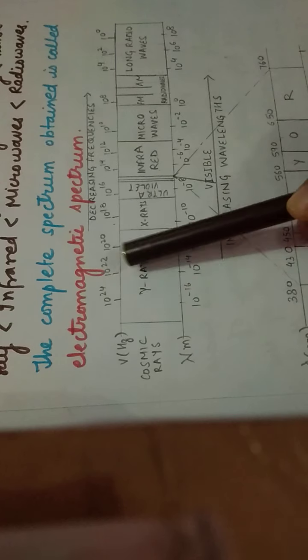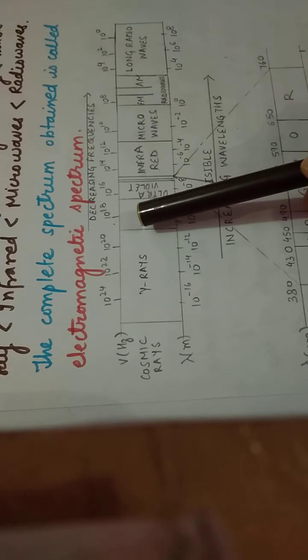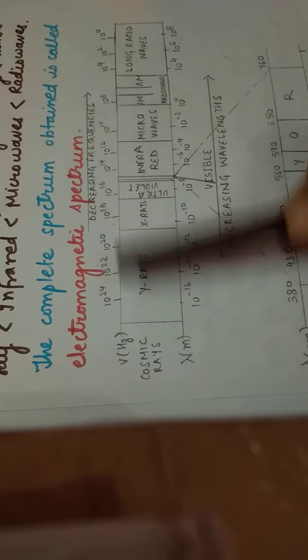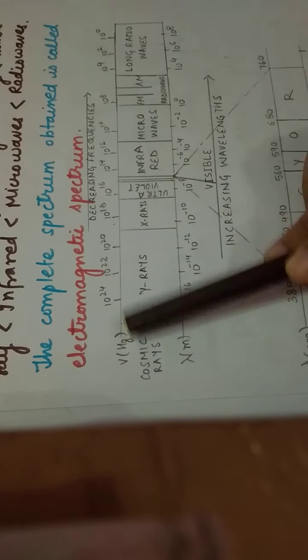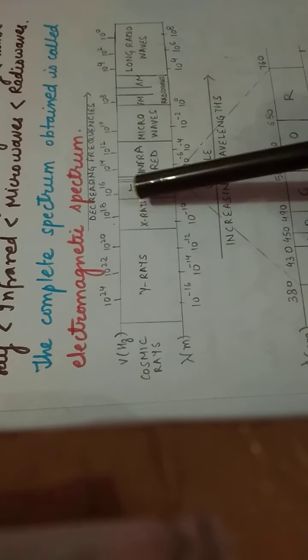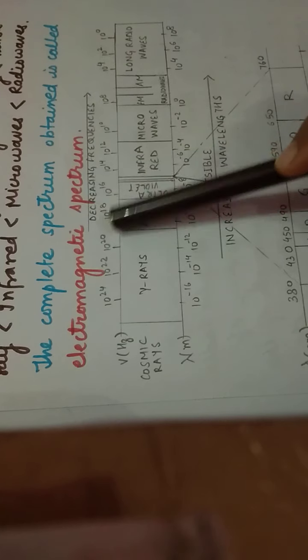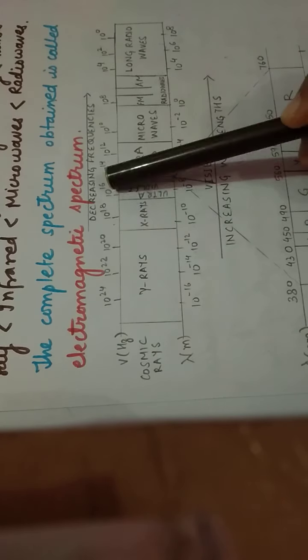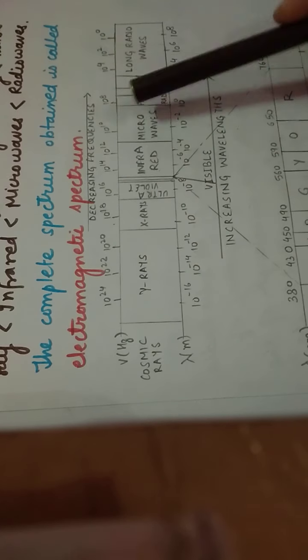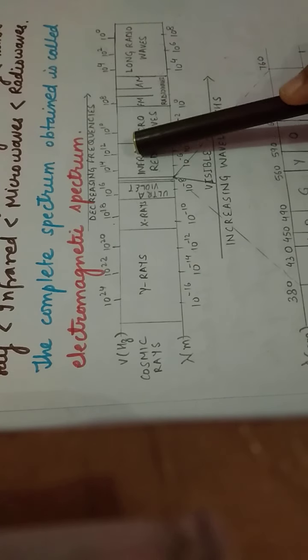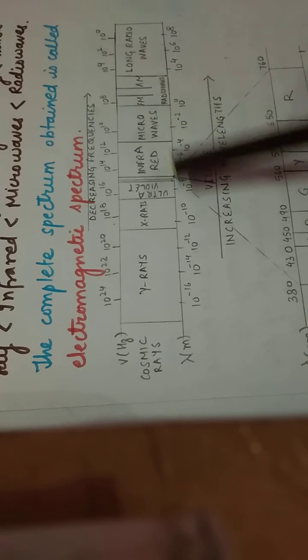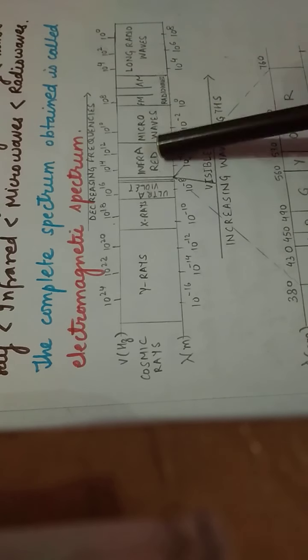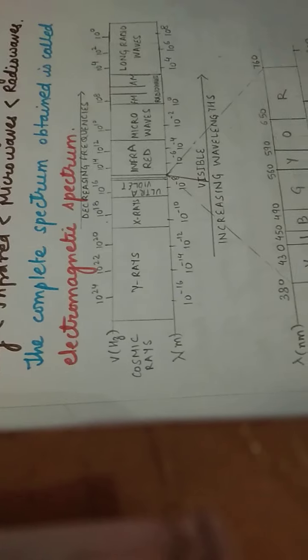It is 10 to the power 24, 10 to the power 22, 10 to the power 20. So when it lies between these values, these are gamma rays. When it is having this value, then it is X-rays. When it is having this value, then it is UV rays. So in this way, we got to know the different frequencies and different wavelengths of these electromagnetic radiations.